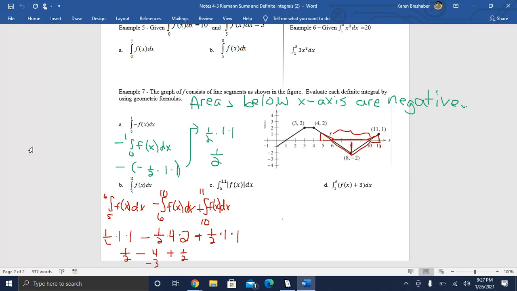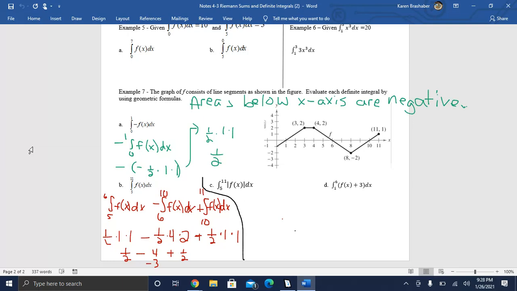So there's part B. Now I want to separate this and do part C. On part C, I'm doing the same integral from 5 to 11, but this time I'm doing the absolute value of f of x dx. So what that means is that any shape that is below the x-axis, you just do the area as if it is a positive. So all positive areas.